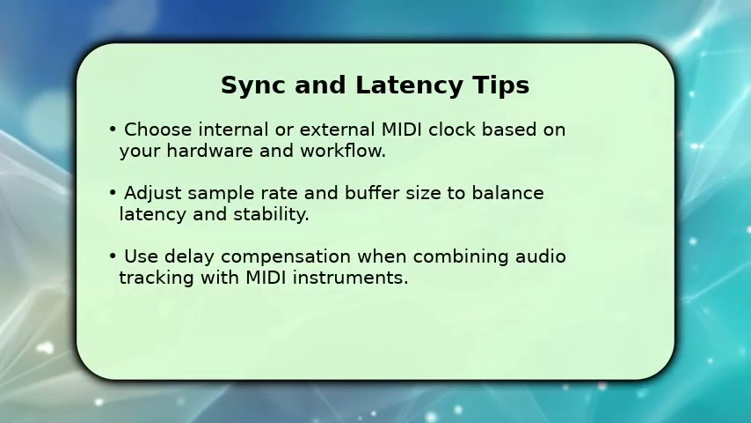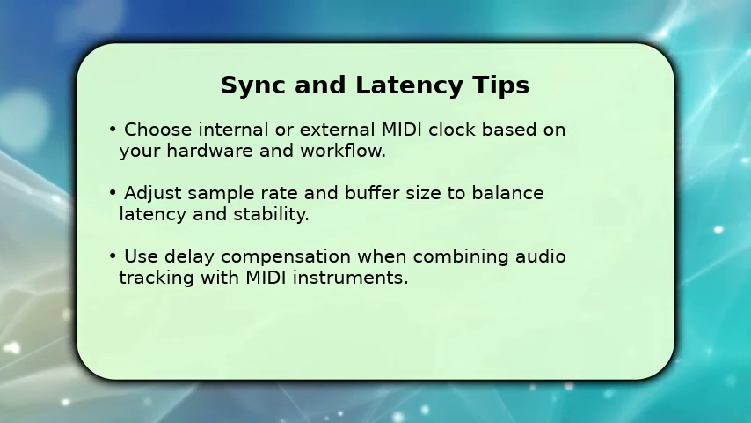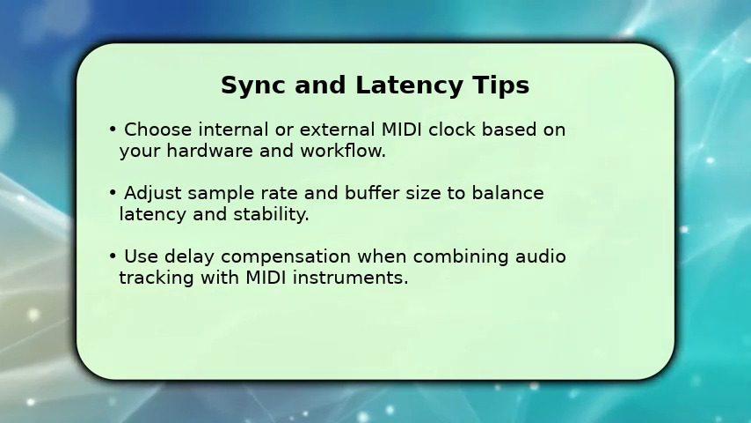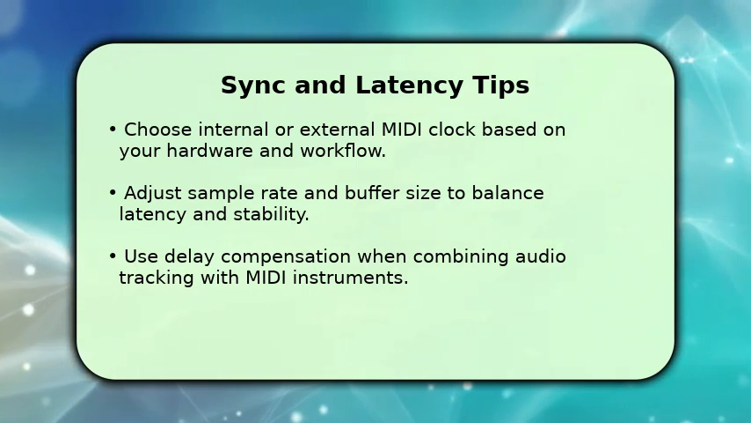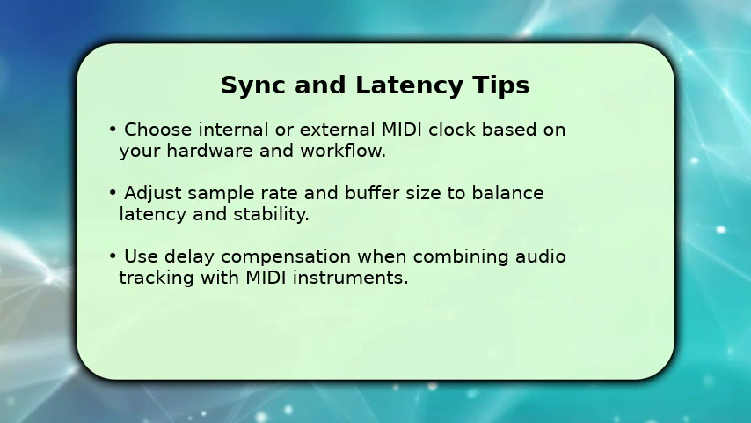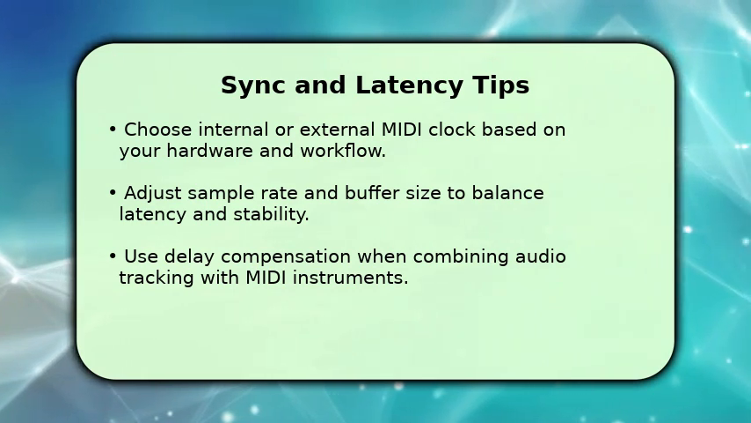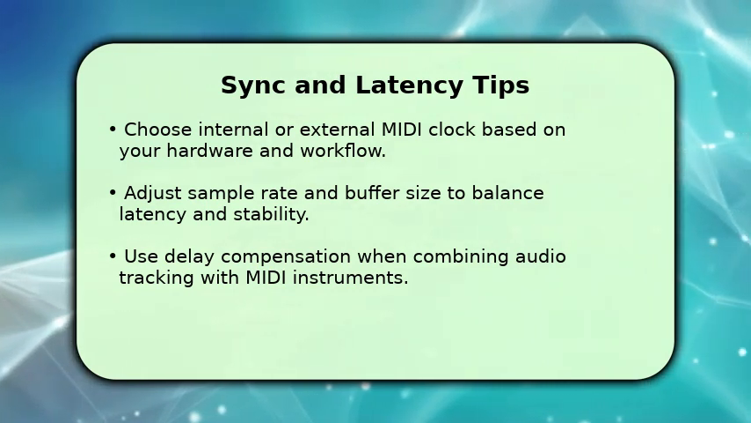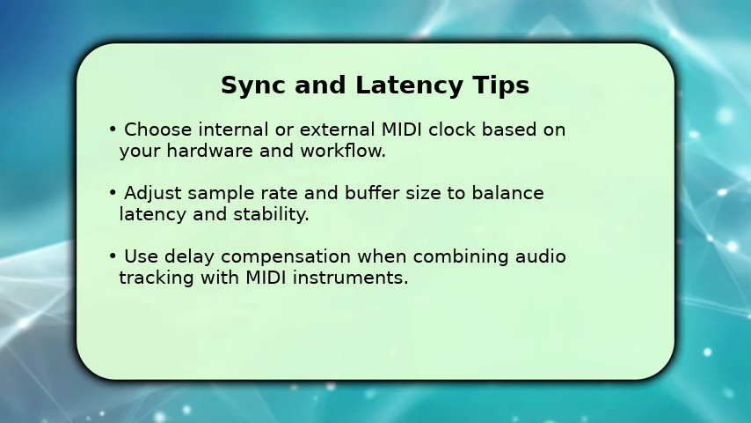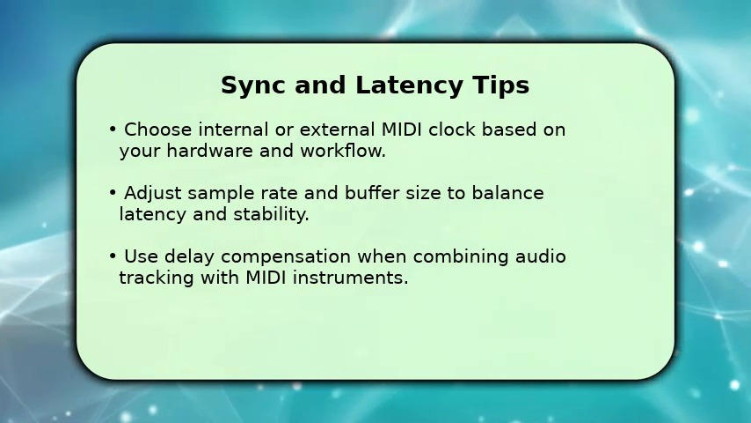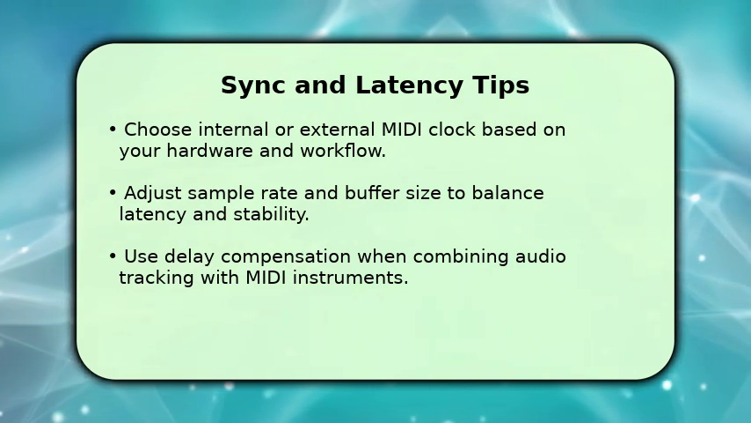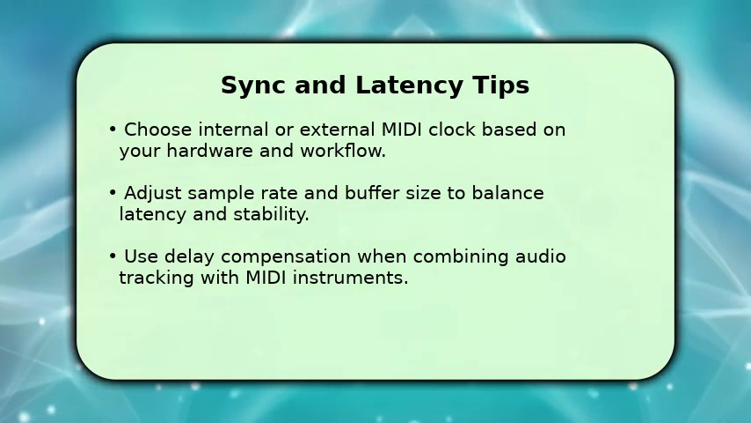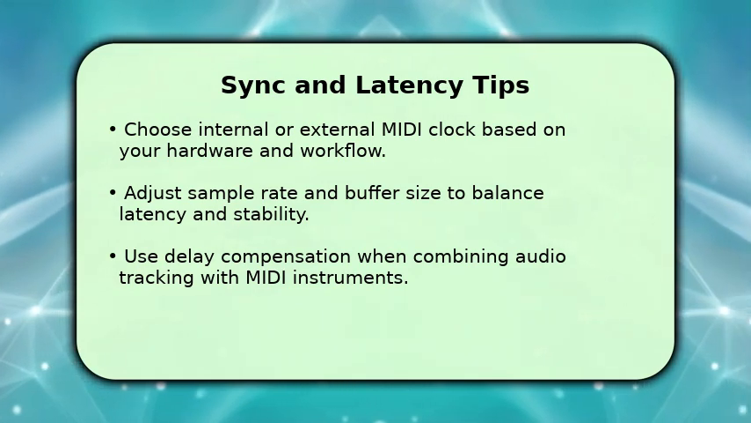Clock and latency choices affect feel, so set them intentionally. Select internal or external MIDI clock in both hardware and DAW, and set sample rate and buffer size for the lowest stable latency. Use delay compensation when combining audio tracking with MIDI instruments to keep everything tight. If you need tight rhythm, prefer lower buffer settings like 64 or 128 samples, and test with your typical project load and plugins.